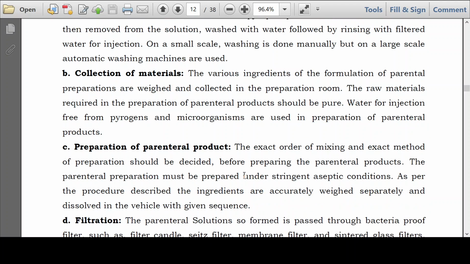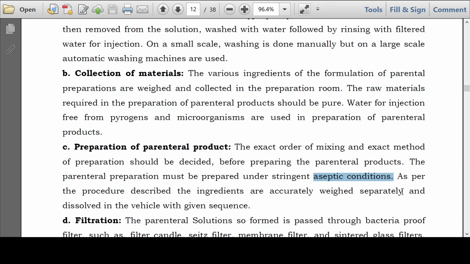Then preparation of parenteral product. The exact order of mixing and exact method of preparation should be decided before preparing the parenteral products. So there should be a stepwise procedure maintained for preparation of parenteral product. The parenteral preparation must be prepared under stringent aseptic conditions. So while preparing parenteral products, aseptic conditions should be followed.